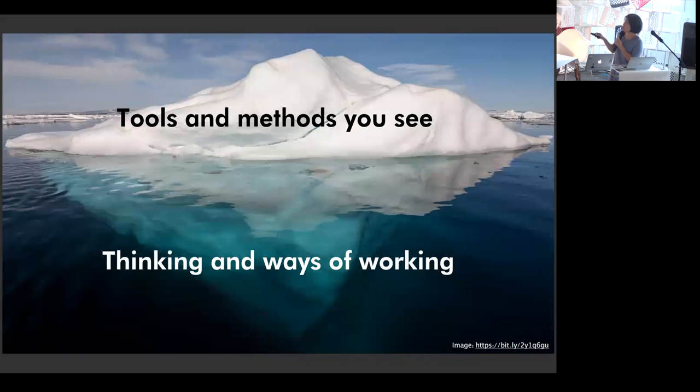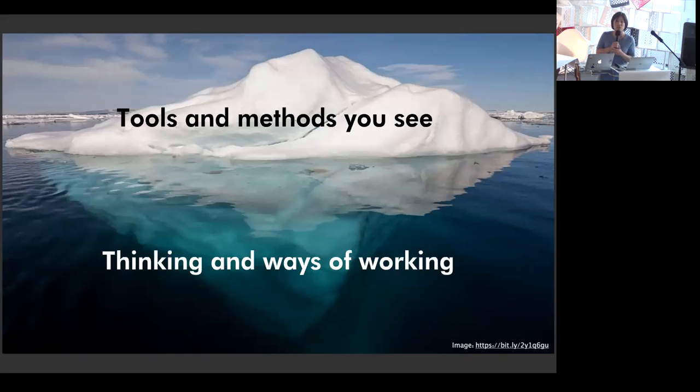And the tools and the methods that you will be able to see later are just like the top of the iceberg. Thinking and ways of working is actually the everything. We use tools to elaborate thinking, so thinking and capabilities can be transferred better. So actually, at the end of today, I would like to invite you to think about what tools and methods you can build in your work.